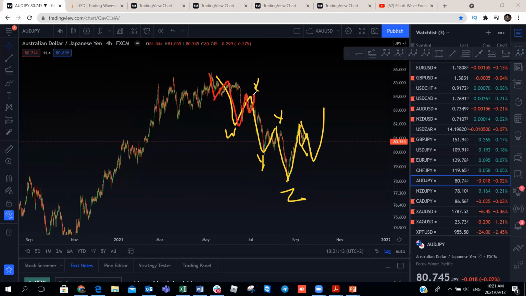1, 2, 3, X in 3 waves. 1, 2, 3, Y in 3 waves. 1, 2, 3, X in 3 waves. You can't really see the 3 waves on the Z here, but it is 3 waves.